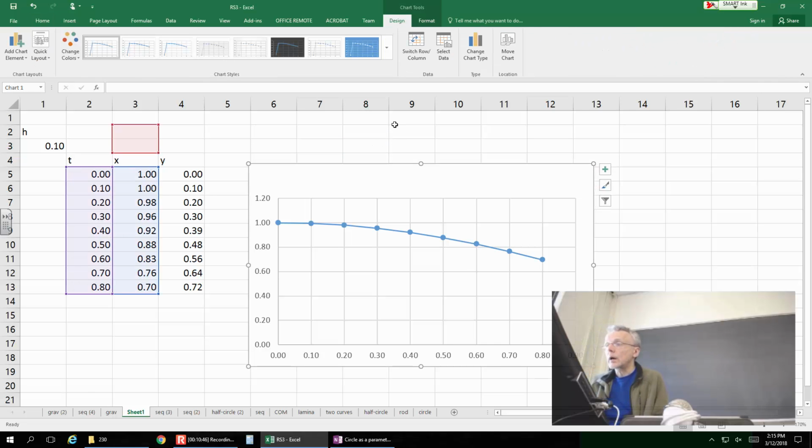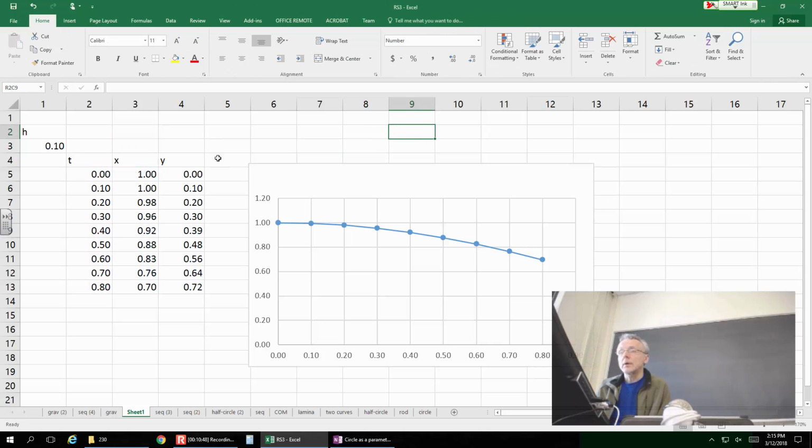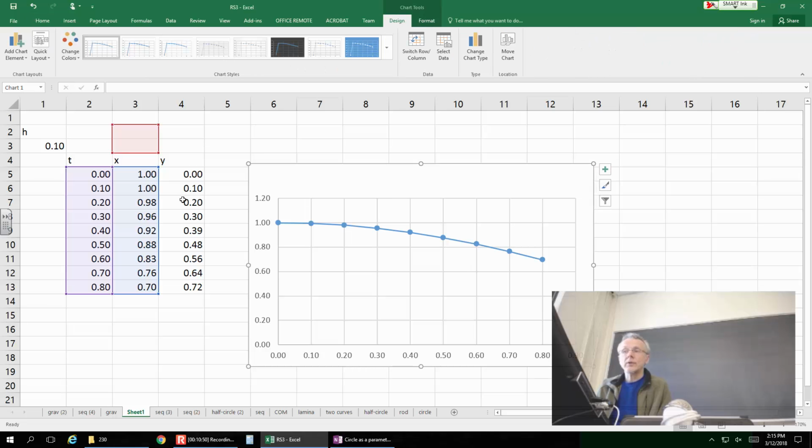Okay, x depends on t. So once again, you can highlight this and you can see the two columns that produce this graph. So x depends on t. There is no y involved. So this is the graph of cosine. This is a piece of the graph of cosine.